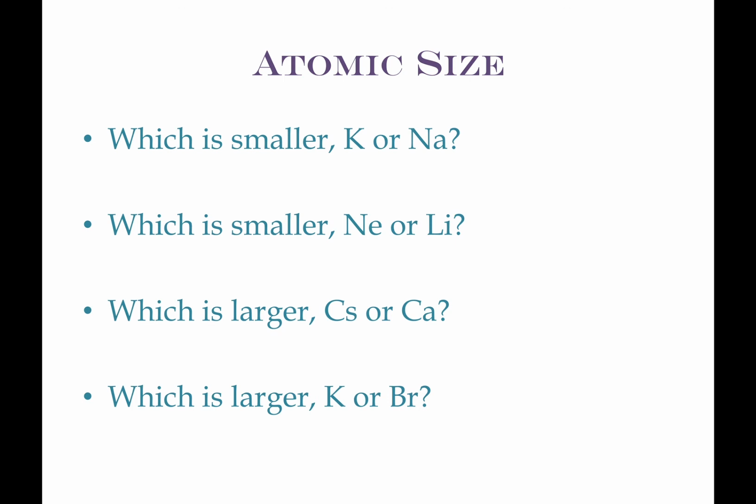So go through this, circle which one is smaller, potassium or sodium, which one is smaller, neon or lithium, which is larger, cesium or calcium, and which is larger, potassium or bromine. Pause it and try it. All right, so sodium is smaller because it is above potassium. Which is smaller, neon or lithium? Well, we just talked about that one, neon. Which is larger, cesium or calcium? Cesium. And which is larger, potassium or bromine?